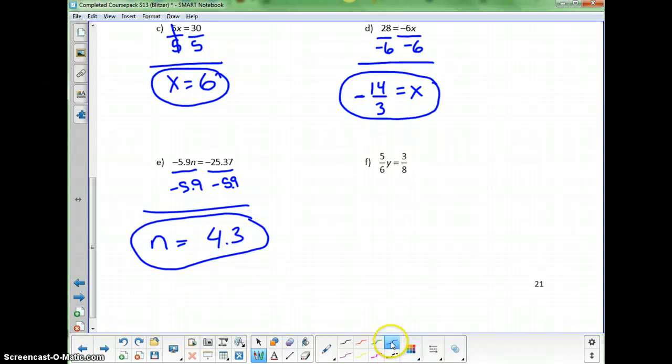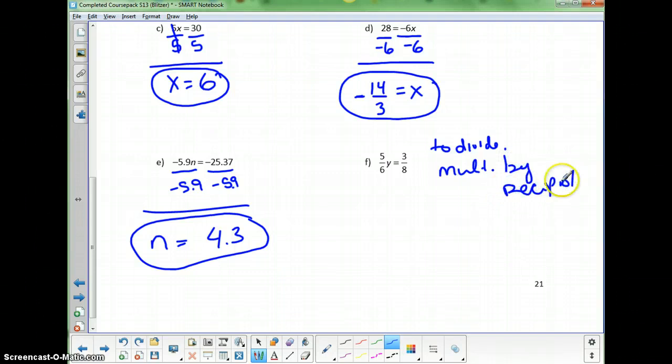Alright, back to fractions in the next one. So what I need to do here is divide by 5/6, but I remember that in order to divide with fractions, I need to multiply by the reciprocal. So instead of dividing both sides by 5/6, I want to multiply both sides by the reciprocal. So I'm going to multiply by 6/5. That's how we divide by fractions.